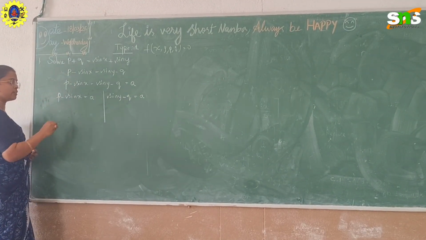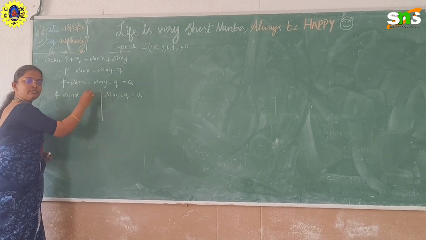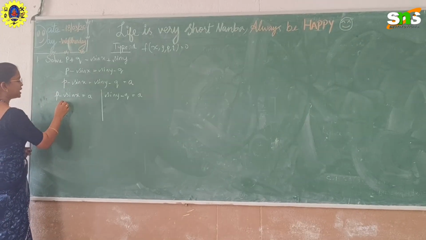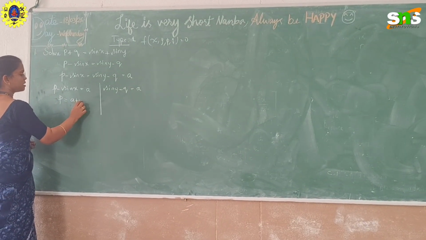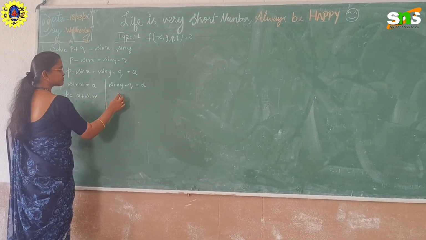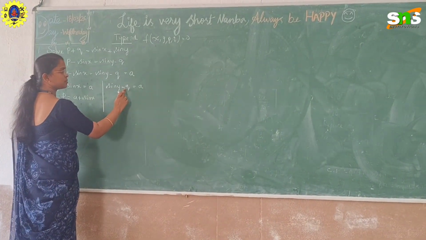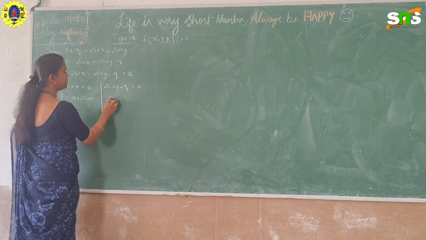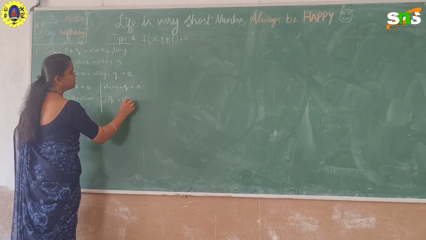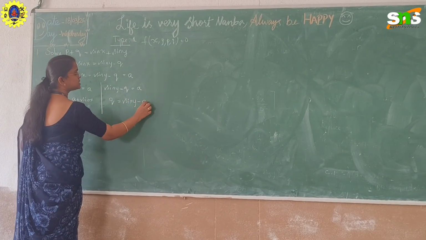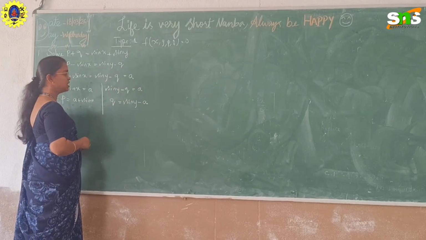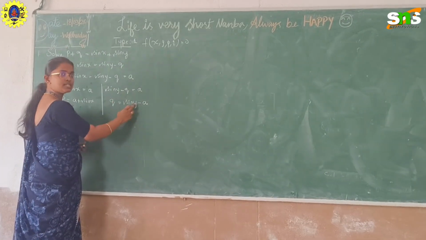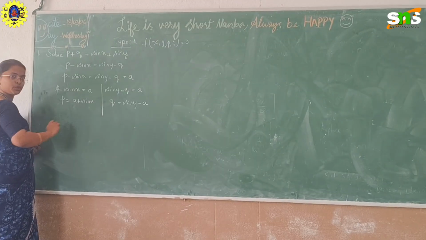Now I have to find the p value and q value from these two equations. So I will get p is equal to a plus sin x. Here I am taking this minus q to the other side, so that will be plus q, which is equal to sin y minus a. I am taking this a to the LHS side and minus q to that side. So I will get q is equal to sin y minus a. So I will get the p value and q value.